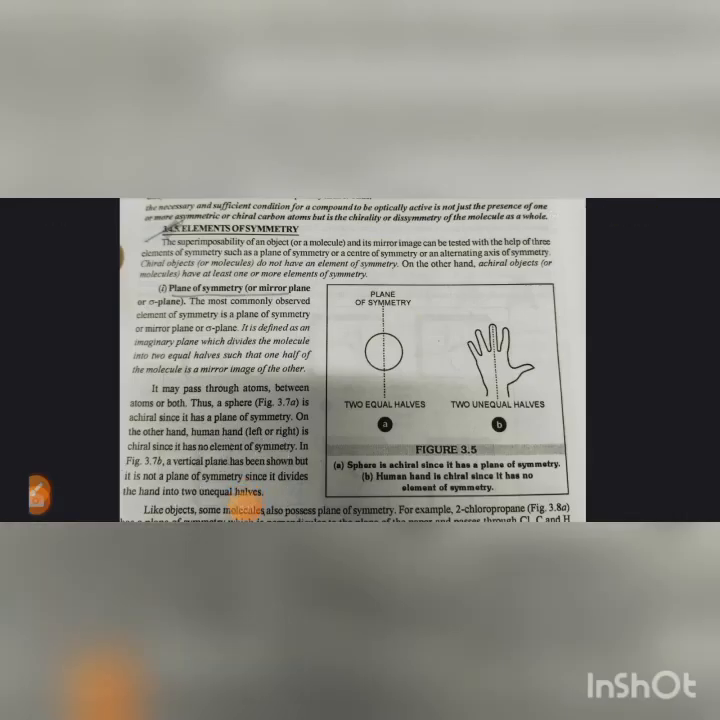Our next topic is elements of symmetry. The superimposability of an object and its mirror image can be tested with the help of three elements of symmetry, such as a plane of symmetry, a center of symmetry, or an alternating axis of symmetry. Chiral objects do not have any element of symmetry. On the other hand, achiral objects have at least one or more elements of symmetry. First is the plane of symmetry or mirror plane.